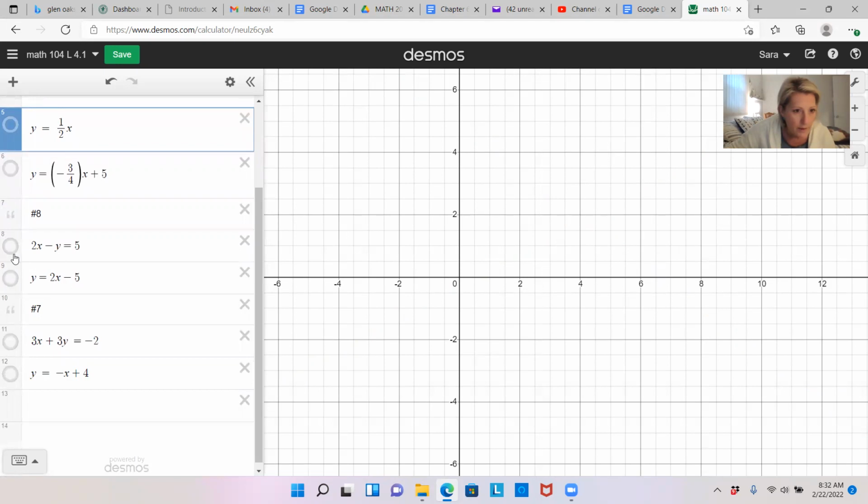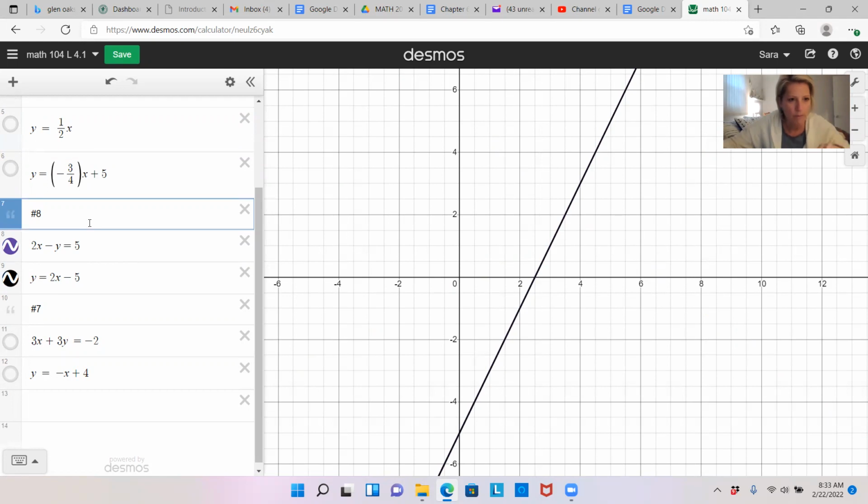Let's look at number 8. I specifically wanted to look at this one for this purpose. Look at that. I graphed the purple line and then I graphed the second line in black. They are overlaid with each other, which means number 8 is a dependent system.